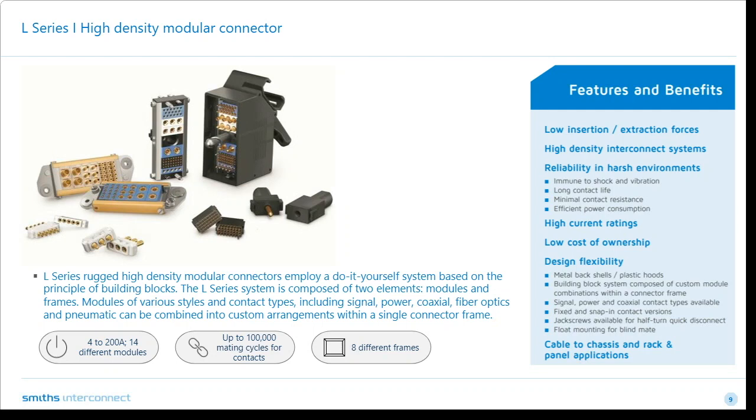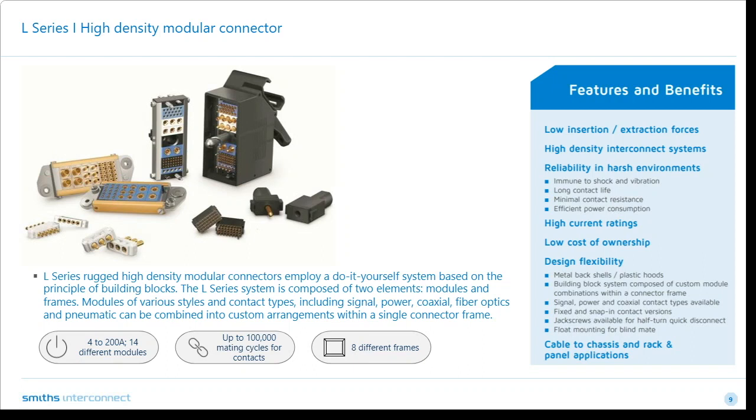Now, the beauty of this family of connectors is that depending upon your end-use application, you can find within this one product family a variety of different modules. You name it, from signal to power to coaxial to fiber optics to pneumatic. You get the whole raft of different application requirements bundled into one product family, and then into a custom arrangement which ultimately lends itself to a single connector frame.